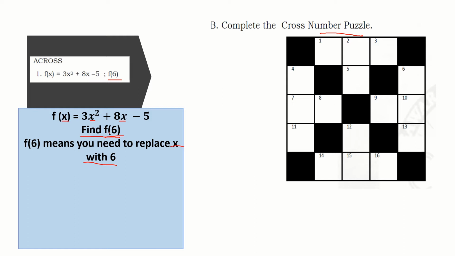Pag halimbawa, ang hinahanap ay f of 1, 1 ang ipapalit nyo sa x. Kung f of 2, 2 ang ipapalit sa x. So, wala kayong ibang gagawin dyan, kundi papalitan lang yung x. Okay. So, our function is f of x equals 3x squared plus 8x minus 5. F of 6, so yung x, palitan lang natin ng 6. Yung x dito, palitan ng 6. Then, just copy the remaining.